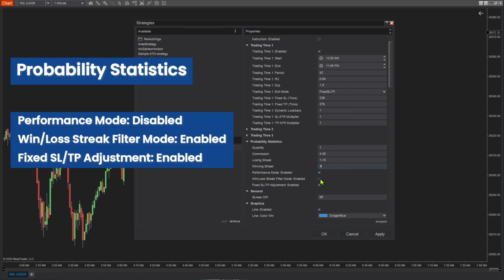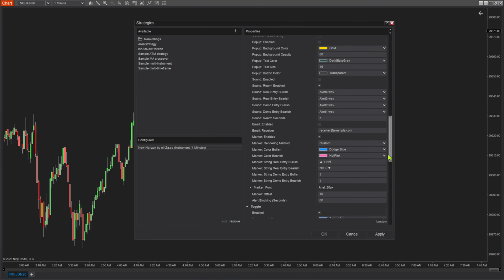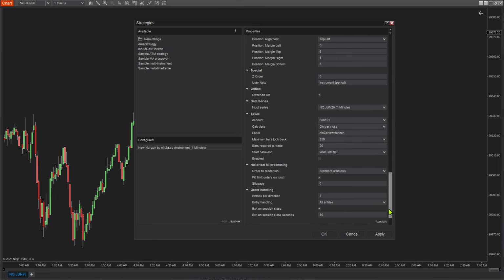Next, enable the following settings. Performance mode, enabled. Win-loss streak filter mode, enabled. These 2 options allow the strategy to apply the win-loss streak probability filters during live execution. For this template, leave fixed SLTP adjustment disabled. Once all parameters have been entered, review everything one more time. Then click Apply, followed by OK.